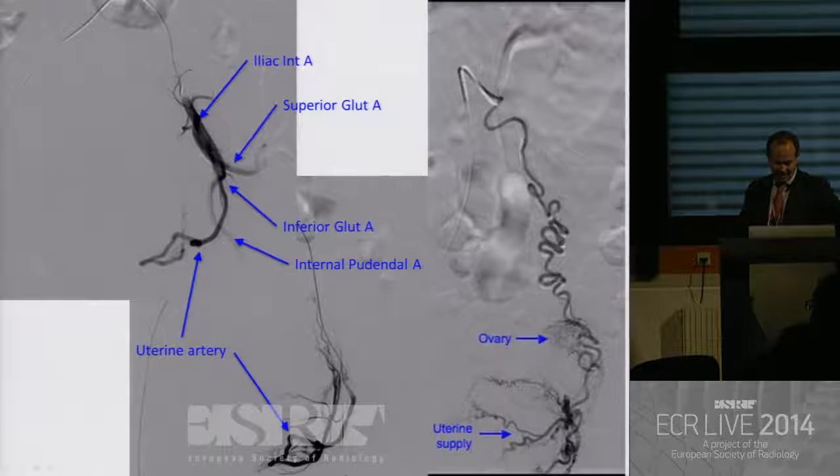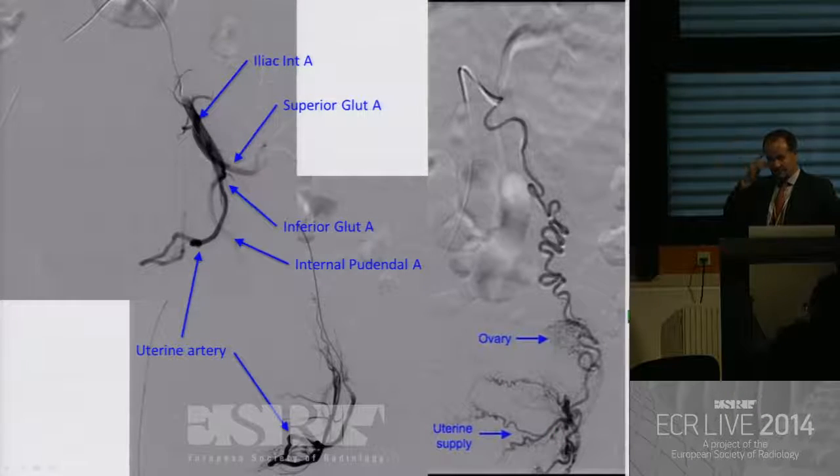So this is a regular anatomy from the internal iliac artery with the superior gluteal artery and the inferior gluteal artery giving the uterine artery, and this is the pudendal artery. This is not visible here, but you have the superior vesical, the inferior vesical, and some rectal branches. And in case of absence of the uterine artery, this is a very big and tortuous ovarian artery giving the vascular network for the uterus. Here, the big femur.